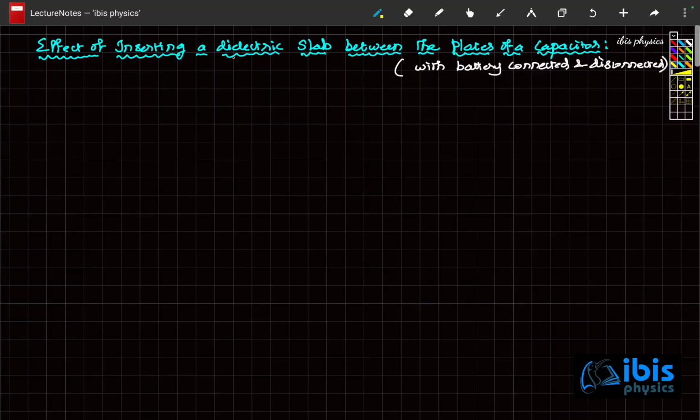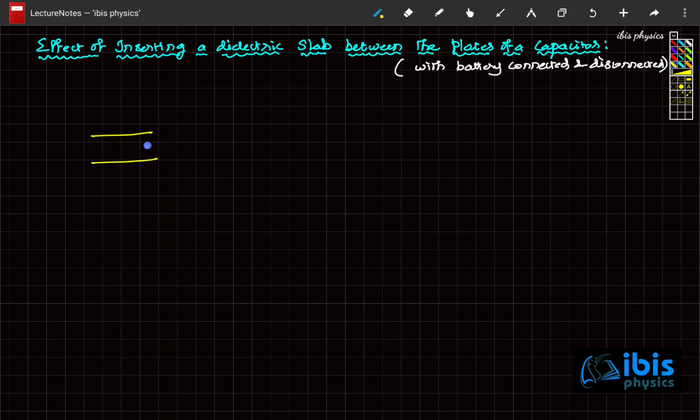Dielectric slab between the plates of a capacitor. Let us first choose one capacitor plate which is empty, with nothing in between, and you are connecting it to a battery of potential V0, and this capacitor will now be fully charged. Let us assume the charge on the capacitor is Q0, the capacitance of this capacitor is C0, and the potential we are applying is V0.